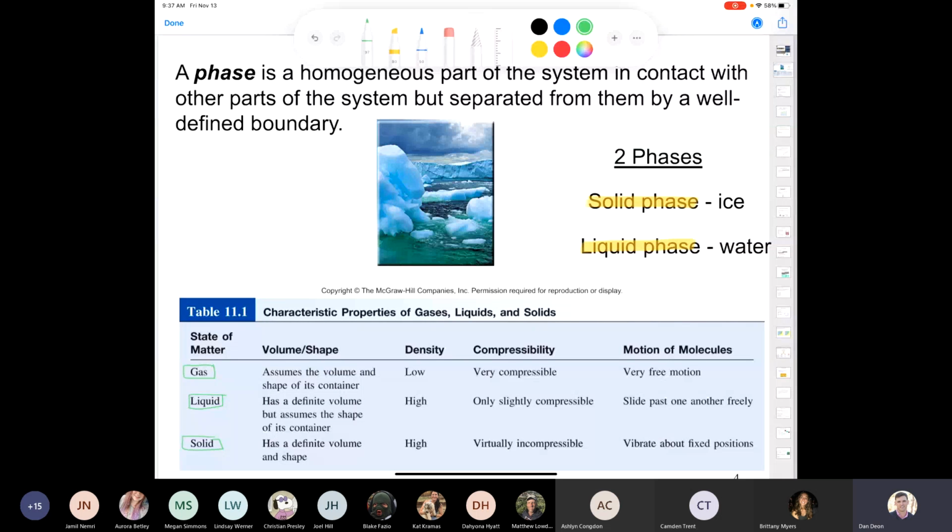And the motion of the molecules is very free, right? They're separated from each other. In the kinetic molecular theory of gases, we even assumed that they moved in a constant random motion, and they didn't interact with each other.